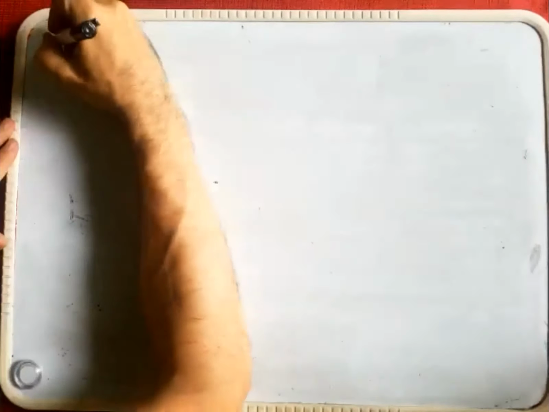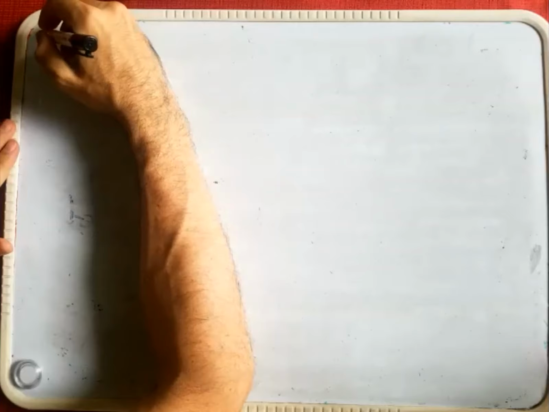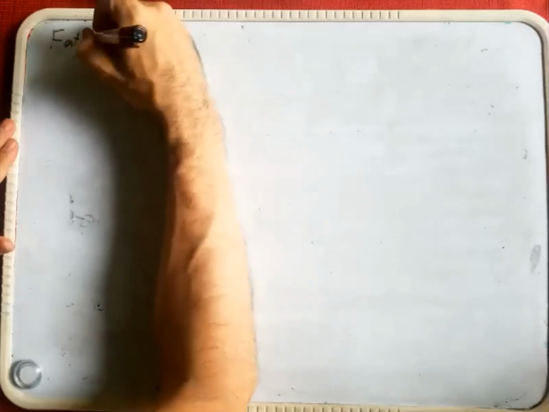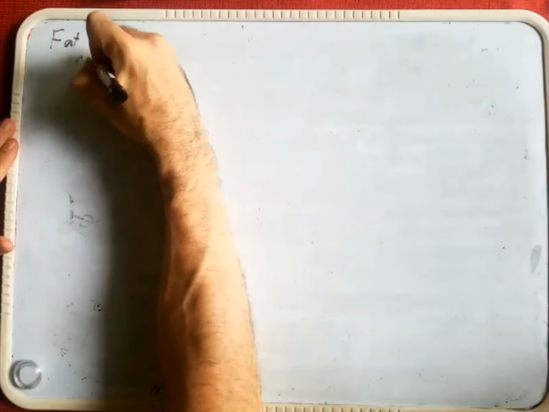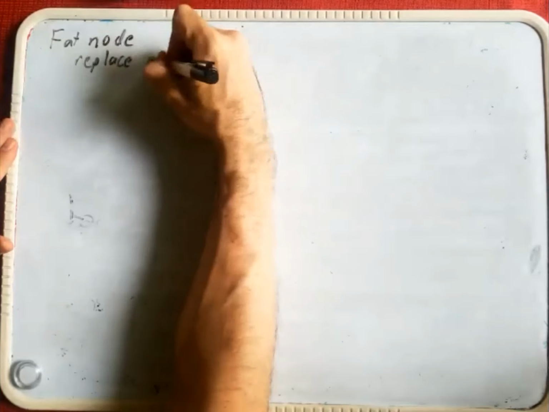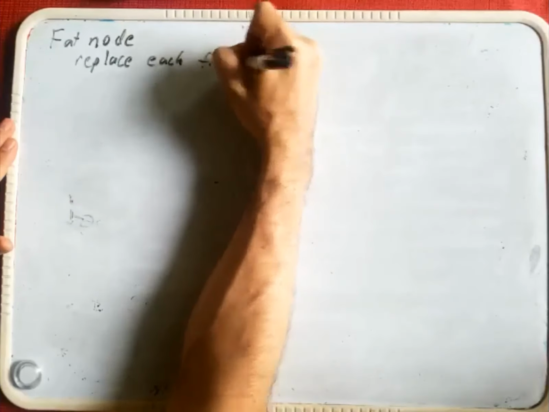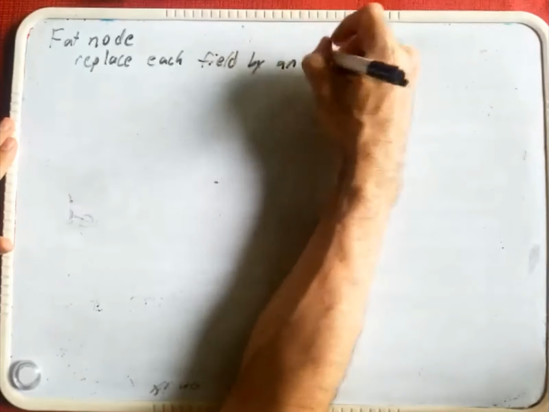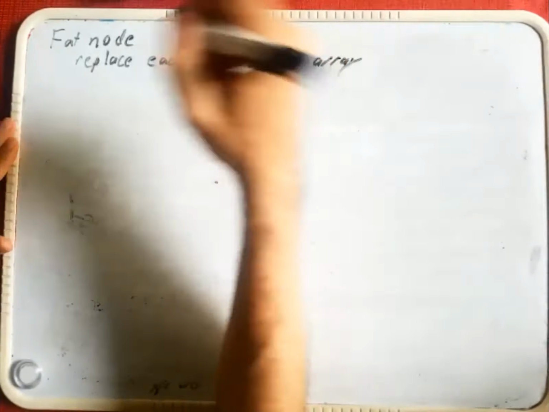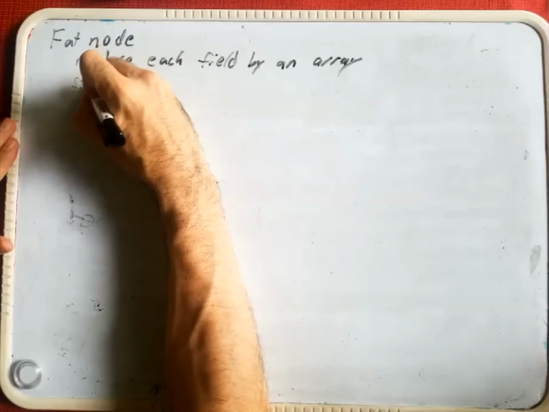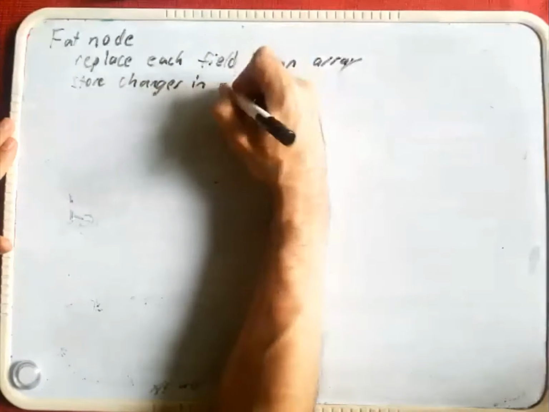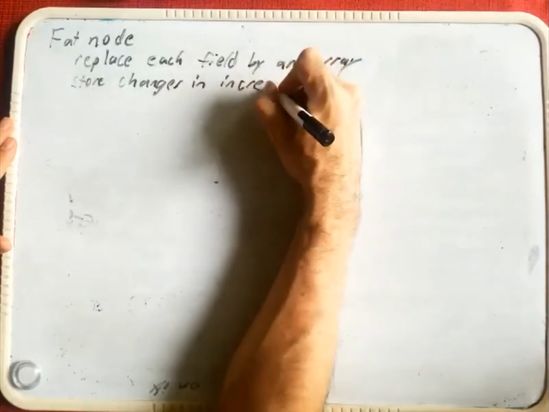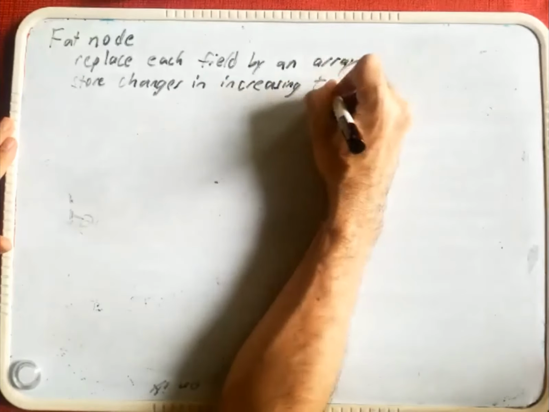So last time, we talked about one obvious method for making a data structure persistent, which is called the fat node method, where we replace each field by an array, and we store changes in increasing order of time.